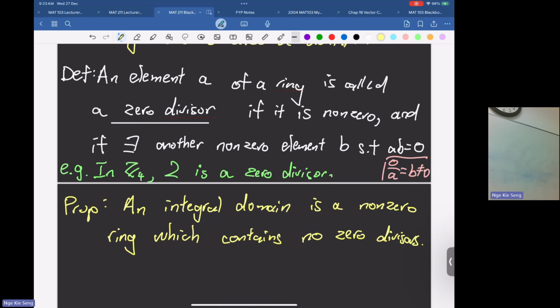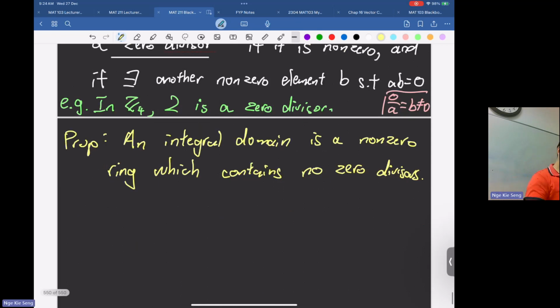Suppose there's a zero divisor. Then they have two non-zero elements that multiply to 0, contradicting that it is an integral domain. And as we just discussed with Ziqian, if there's no zero divisor, then no non-zero elements multiply to give 0. The only way you get 0 is to multiply by 0.